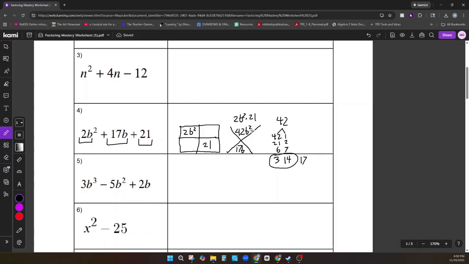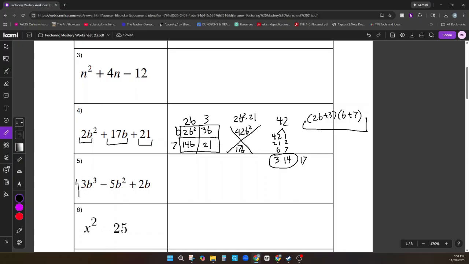Because 3 and 14 give me 17. So this is going to be 3x and 14x. Excuse me, not x. We're using b's for this case. That's going to be 3b and 14b. And when I factor this, I want to make sure that I align my numbers in such a way that I don't get any fractions. So that's why I'm going to put my 2b on top, because I want it to interact with my 14. I'm going to put my b on the side. So b times 3 gives me 3b. 2b times 7 gives me 14b. So my final answer is going to be 2b plus 3, and then b plus 7. And this is my final answer for number 4.